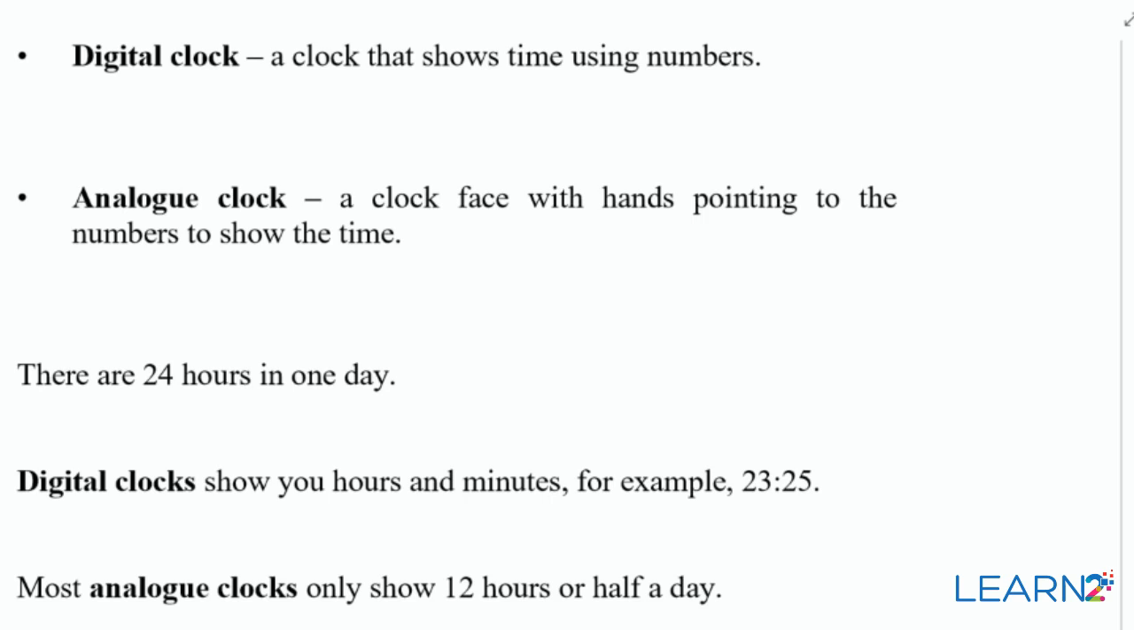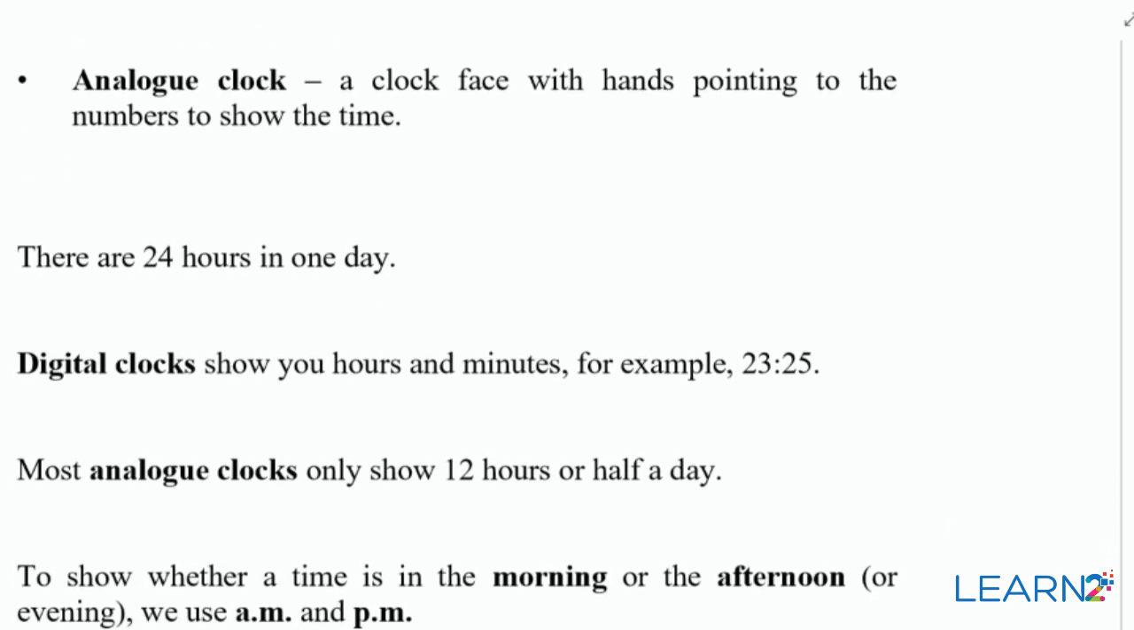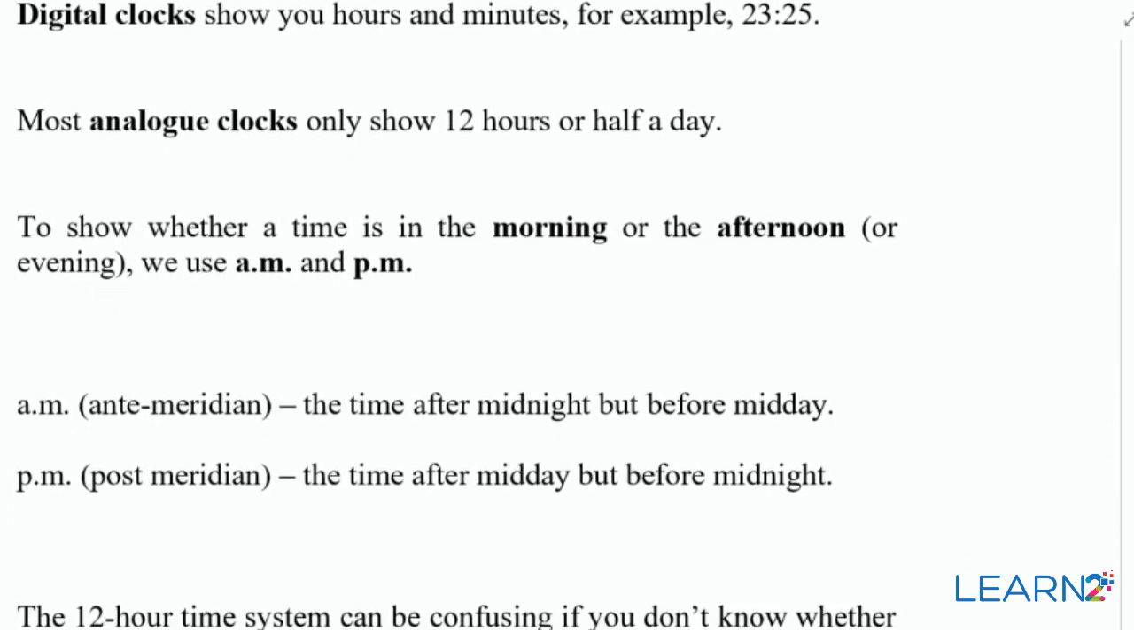Now, we all know that there are 24 hours in a day, so your digital clocks will show hours and minutes. So, for example, 23:25 will be in time on a digital clock because we've got 24 hours in a day. That 23 means 11:25. Now, what about analog clocks? Most analog clocks will show 12 hours or half a day.